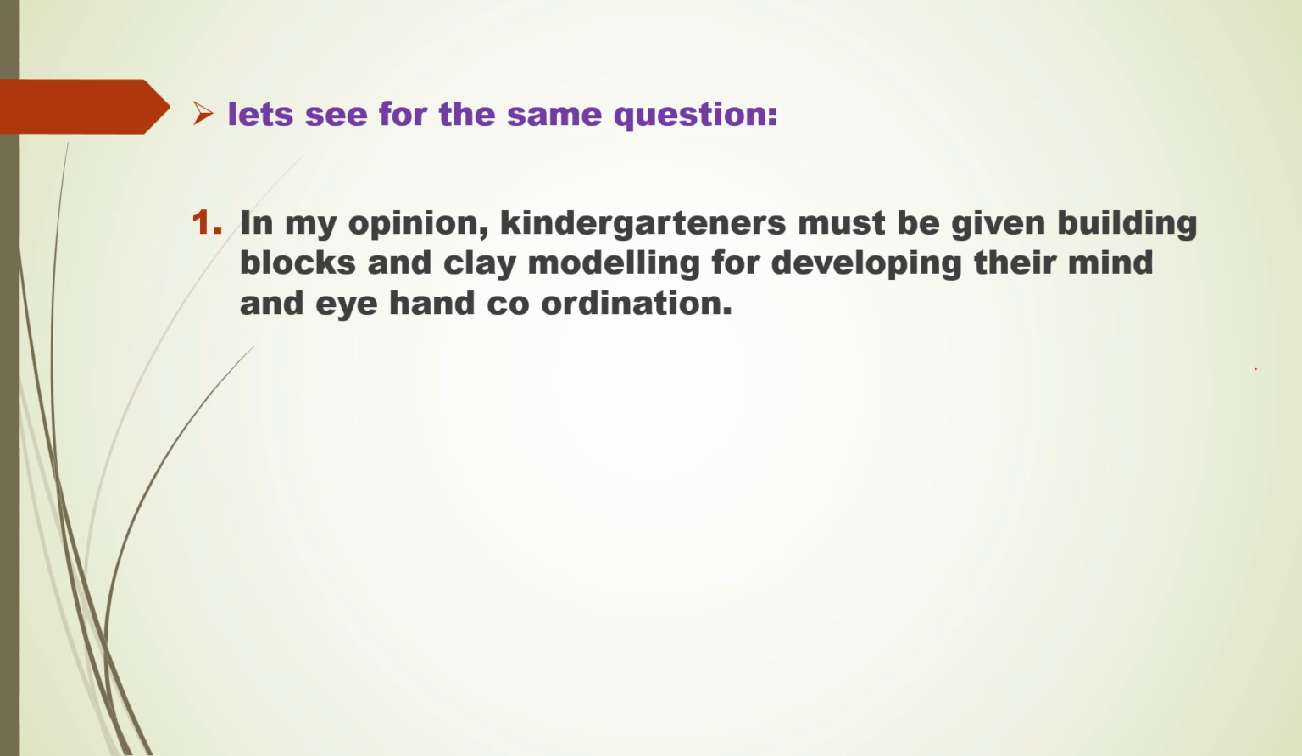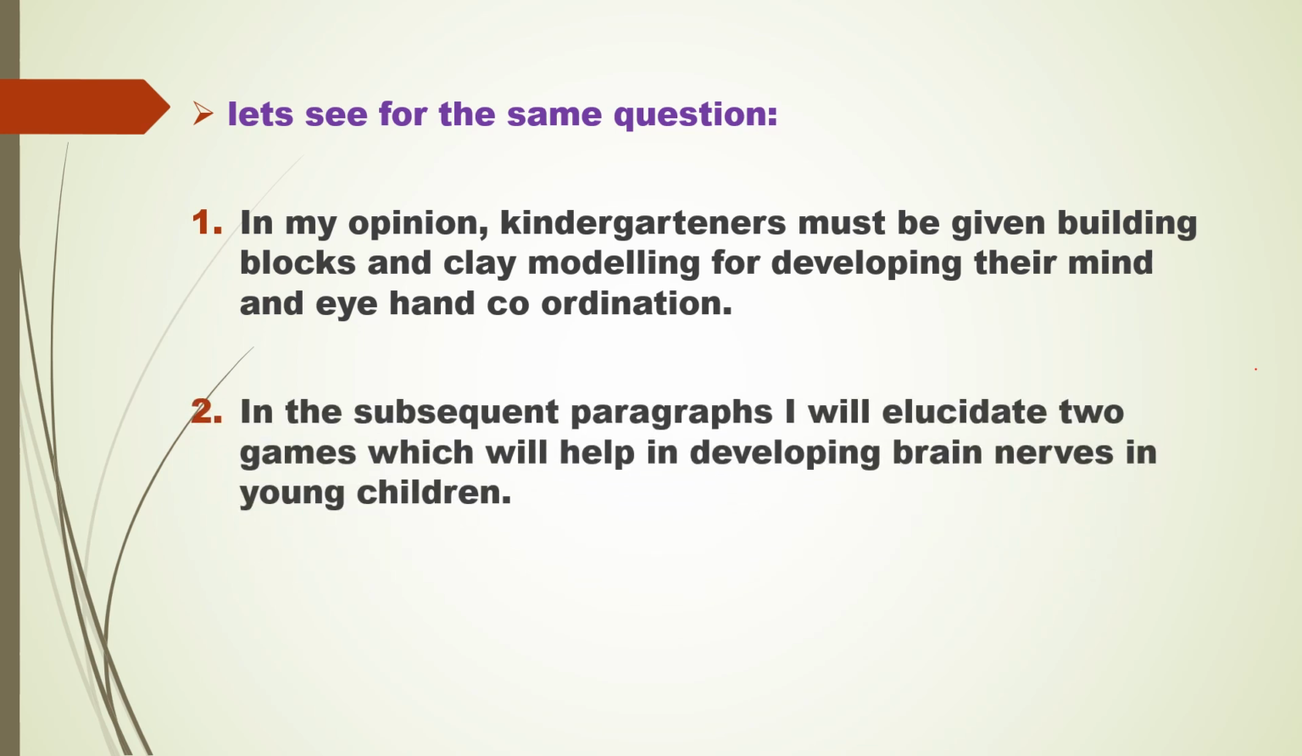In my opinion, they should be given. Okay, so I am agreeing to what is said. Or you could say, in the subsequent paragraphs, I will elucidate two games which will help in developing brain nerves in young children. So I am giving an overview that in my further paragraphs, I am going to talk about two games which will help in developing, and also that I will elucidate two games.